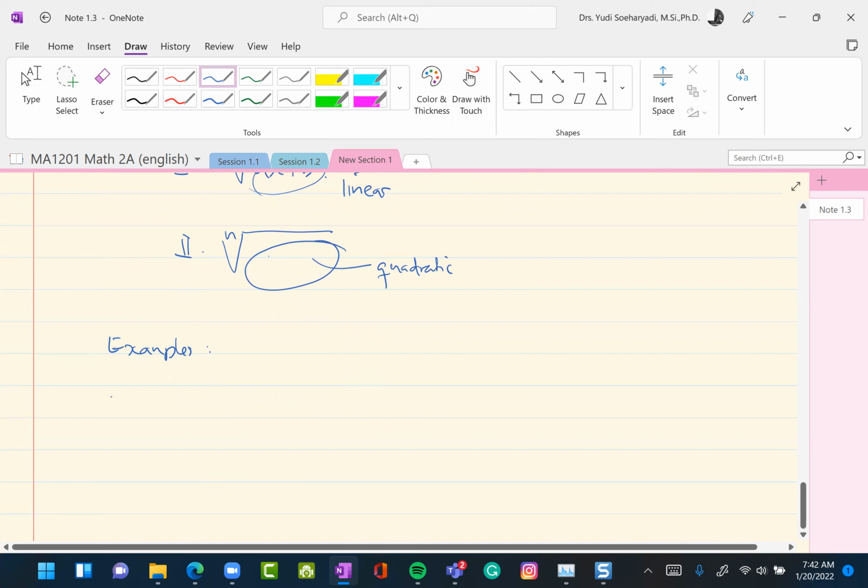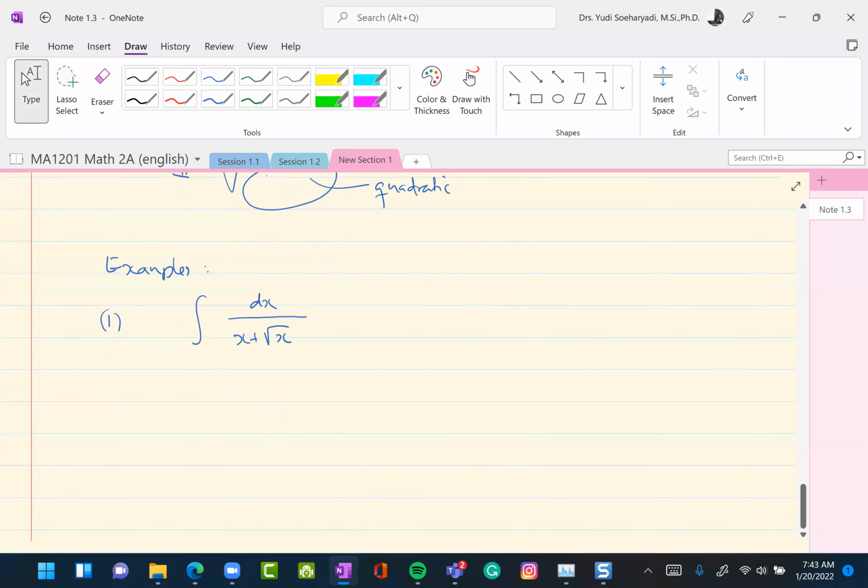That's one integral of dx over x plus square root of x. The fact that it appears in the denominator is the troublesome thing. So if possible, we want to get rid of this square root of x. So let's do this substitution. Say u equals square root of x.